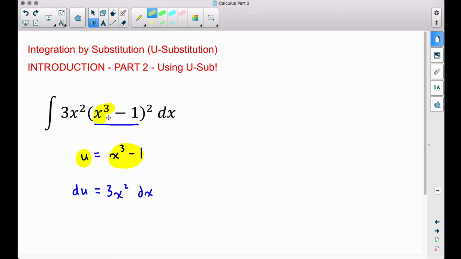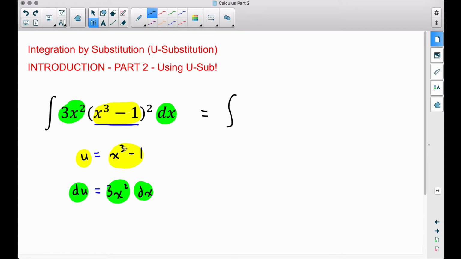So what I want you to notice is that this u is equal to x cubed minus 1. That's going to be everything inside of these parentheses here. The squared is still going to be part of our integral right here in a moment. The du is going to take care of the 3x squared right here and the dx, what we have over here on the end. So now we want to substitute this u and this du, these pieces here, for their corresponding parts.